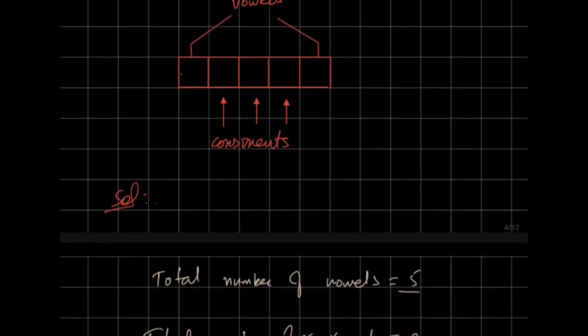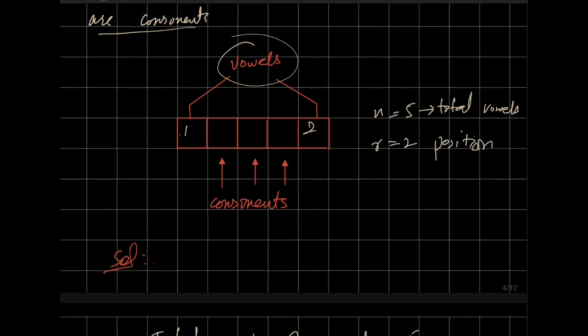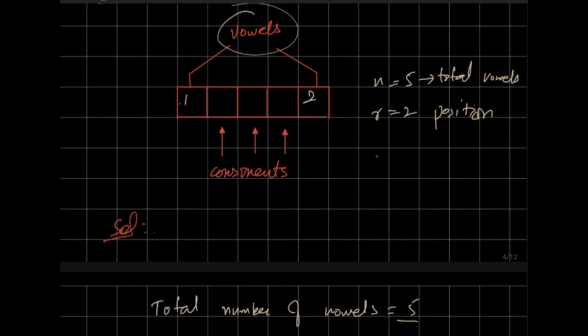Okay, how will we solve it? Look at vowels. How many vowels are there? Total vowels are 5. And how many vacant positions are there for vowels? 1 and 2. These are 2 total positions. So this is n, and r is 2 vacant positions. So how many choices are there? That is nPr. n is 5 and r is 2.